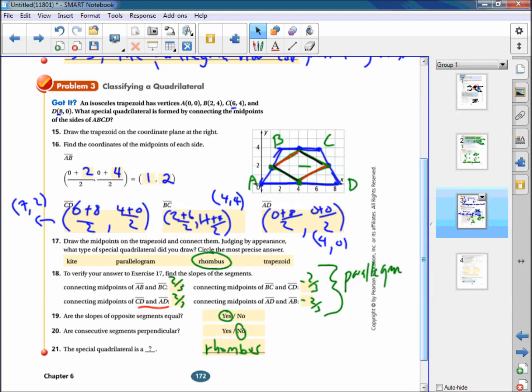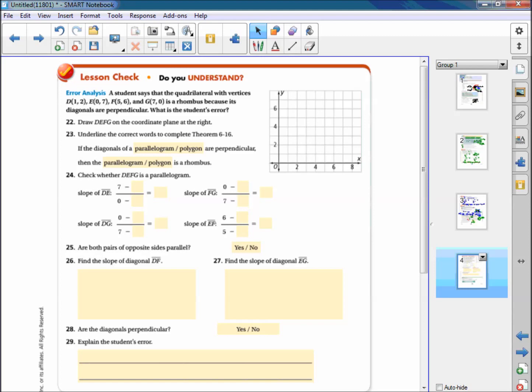All right, let's flip it over and take a look at our lesson check. Last lesson check of our chapter.